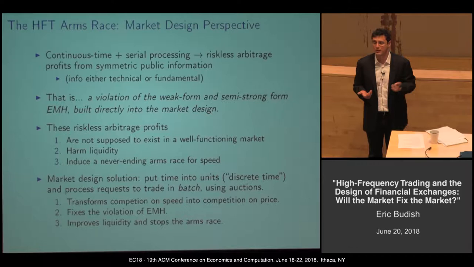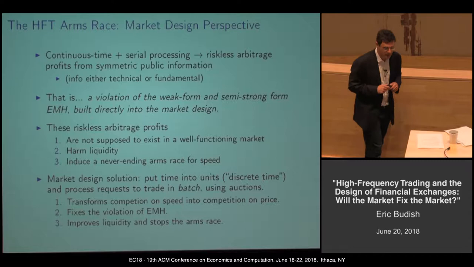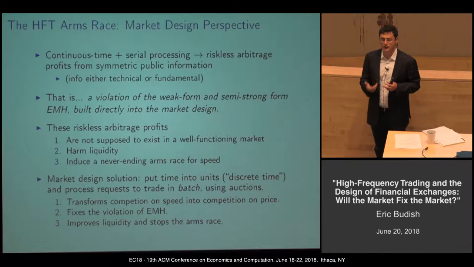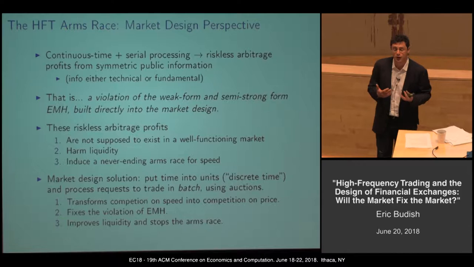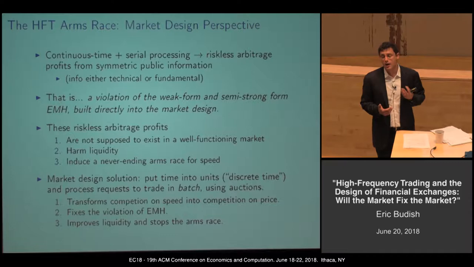I'll be a little bit more precise about this later in the talk. If multiple trade requests arrive at the same time, then award the trade to whoever offers the best price, not whoever was fastest. So just run a little mini auction. And this market design called frequent batch auctions directly addresses the problem with continuous markets.